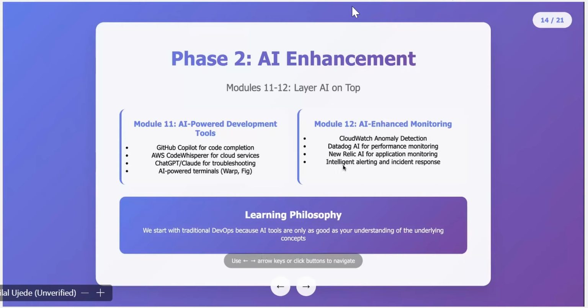And then in AI-enhanced monitoring, as I mentioned, monitoring is really important. It's one of the major responsibilities of a DevOps engineer to monitor the platform and the product. There are certain products available in the market which are highly used in any company. You will find these keywords: CloudWatch, Datadog, New Relic. These are common products which are highly used by companies.